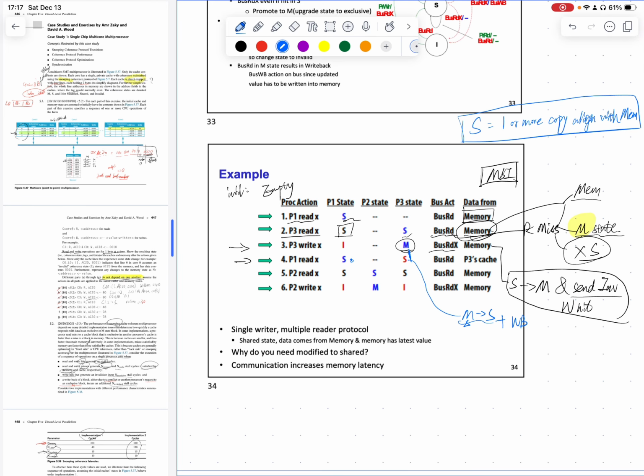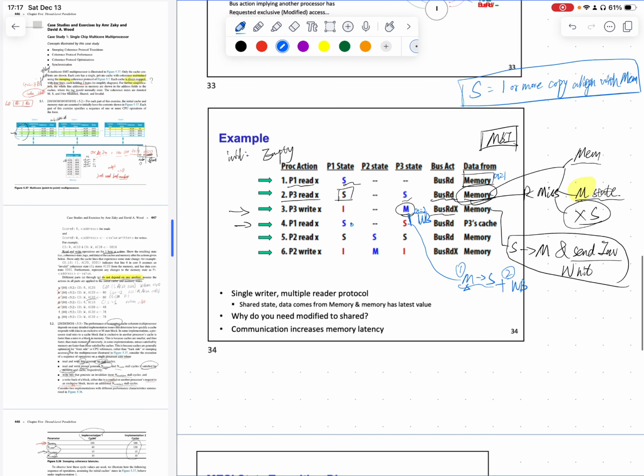For example, I am writing a equal to 2, but initially a is equal to 1. So I need to write back. And then I will share this a. So how does it work? You can split it into two processes.